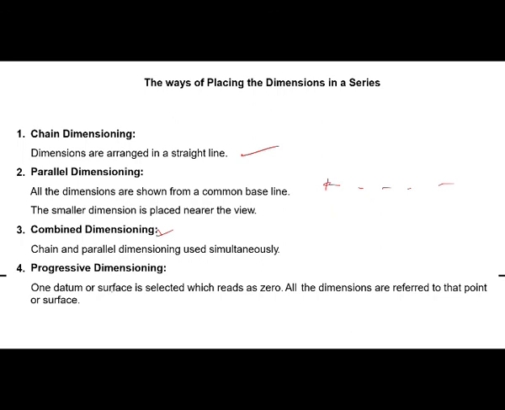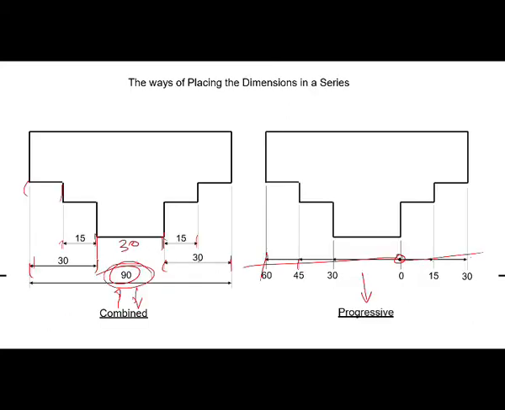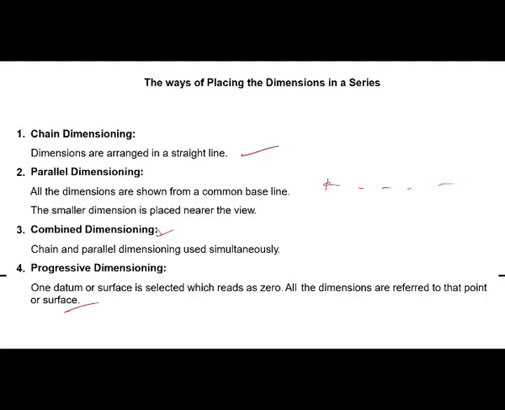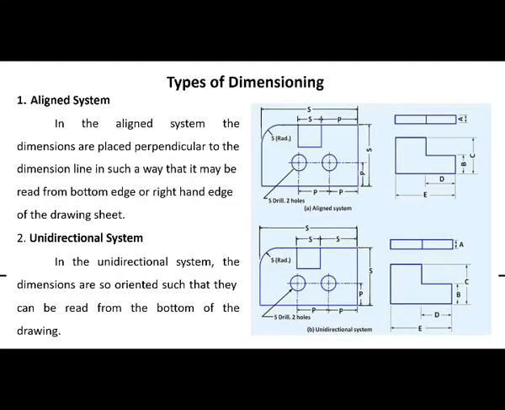And progressive dimensioning: one datum or surface is selected which reads as zero. All the dimensions are referred to that datum or surface. So in progressive, this is the datum. It is selected as zero, and from here all dimensions are given. Types of dimensioning: there are some different types of dimensioning to give the dimensions.